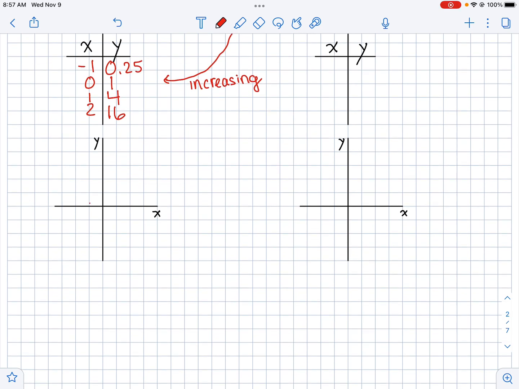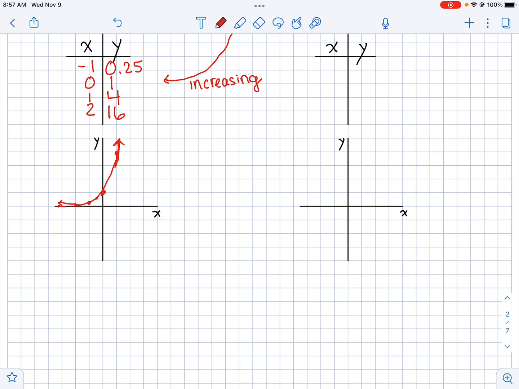So at -1, I got a quarter. At 0, y equals 1. 1, 1, 2, 3, 4. I'm not going to fit the next one on my graph, so I'll just sketch it now. It's going to look like this. Sorry, I'm having some stylus problems.